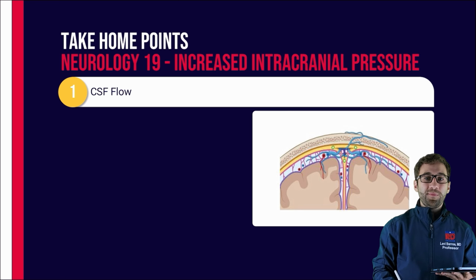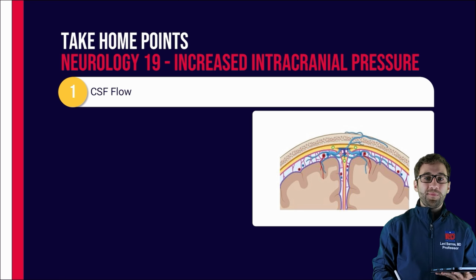It flows through the ventricles and into the subarachnoid space, circulating around the brain and spinal cord. The CSF is eventually absorbed into the cerebral sinuses and drains into the jugular vein. Maintaining proper cerebral perfusion is critical for brain function. Cerebral perfusion pressure, CPP, is calculated as the mean arterial pressure, MAP, minus the intracranial pressure, also known as ICP.